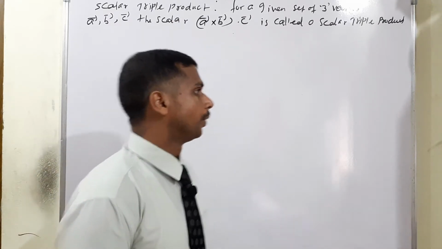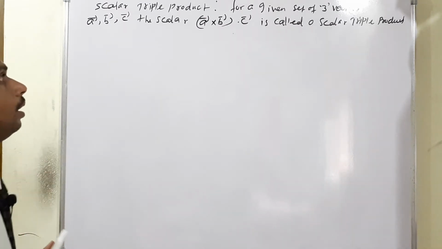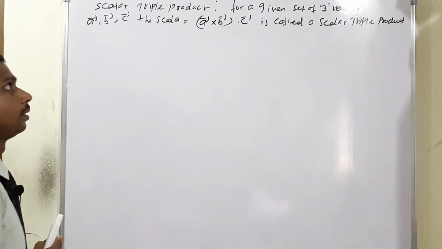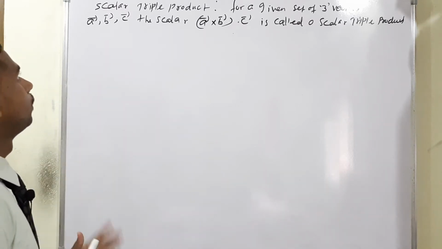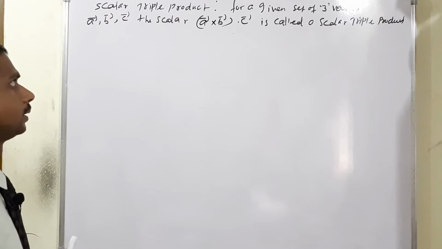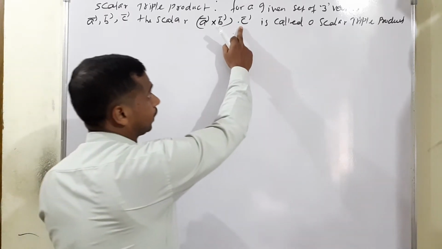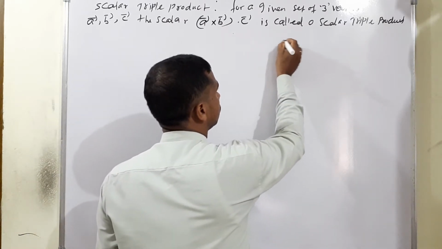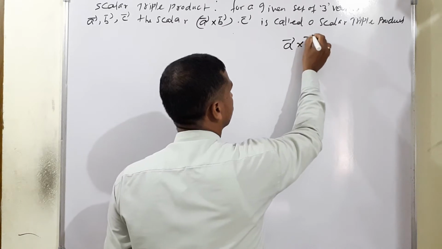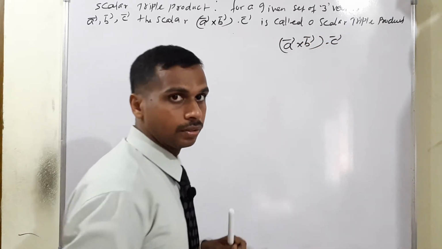Okay, I'm moving to theorem 6.1, that is called scalar triple product. One of the important theorems. For a given set of three vectors, a vector, b vector, c vector, the scalar is a vector cross b vector dot c vector. So listen, the scalar triple product means what I am saying: a vector cross b vector dot c vector, that is called scalar triple product.